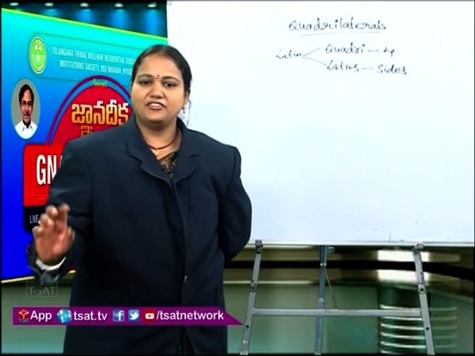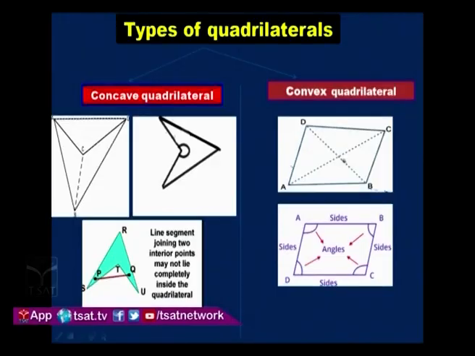Next, if you observe in the previous slide, we have seen the types of quadrilaterals: concave quadrilateral and convex quadrilaterals. Let us know what is a concave quadrilateral. Look at these figures, children. In this figure, can you identify which type of angle it is? This is a reflex angle. Yes, a reflex angle means an angle greater than 180 degrees.